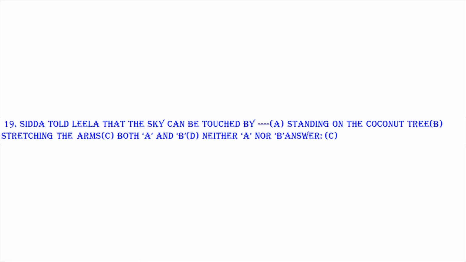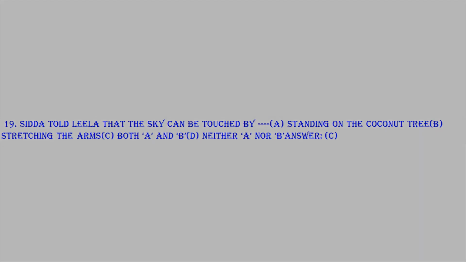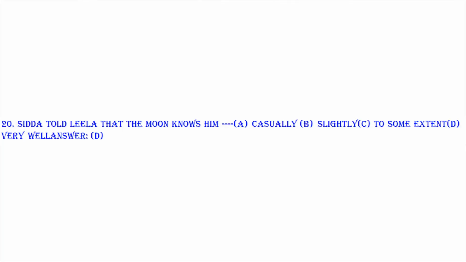19. Siddha told Leela that the sky can be touched by, A, standing on the coconut tree, B, stretching the arms, C, both A and B, D, neither A nor B. Answer, C. 20. Siddha told Leela that the moon knows him, A, casually, B, slightly, C, to some extent, D, very well. Answer, D.